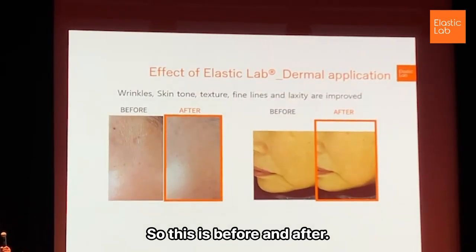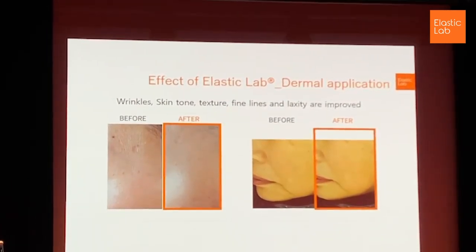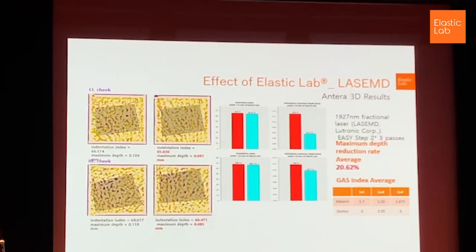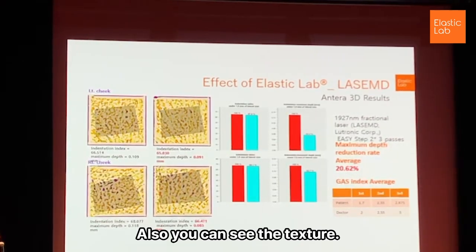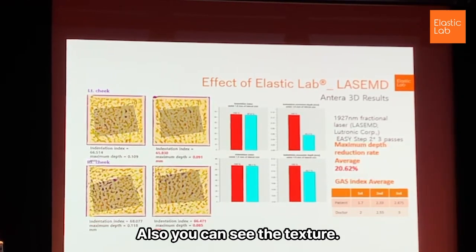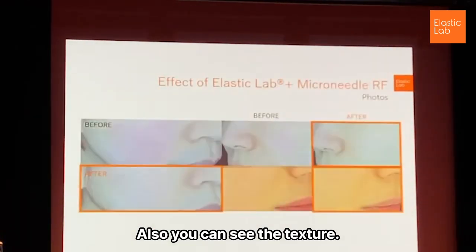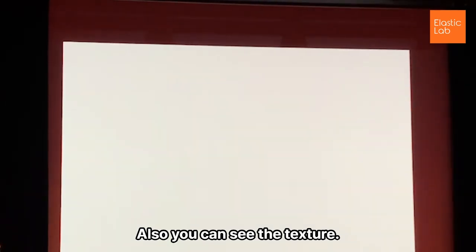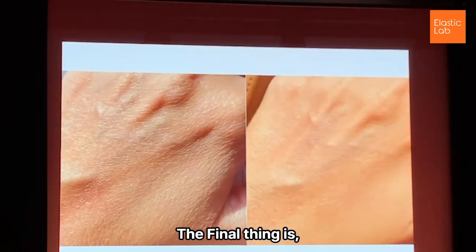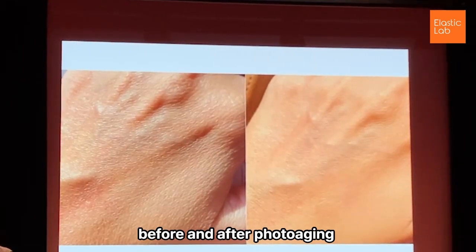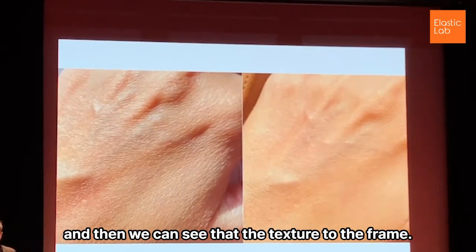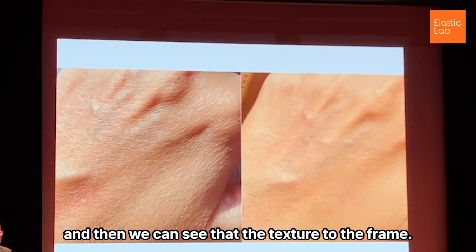So this one is one before and after. I'll just show you, see the texture and see the grooves of the skin. This one is using the 1927 lens, and also you can see the texture. The final one is the before and after photo of the golfer's hand. You can see that the texture is different.